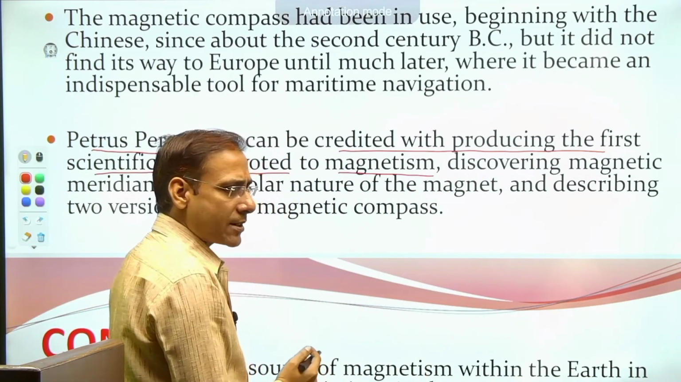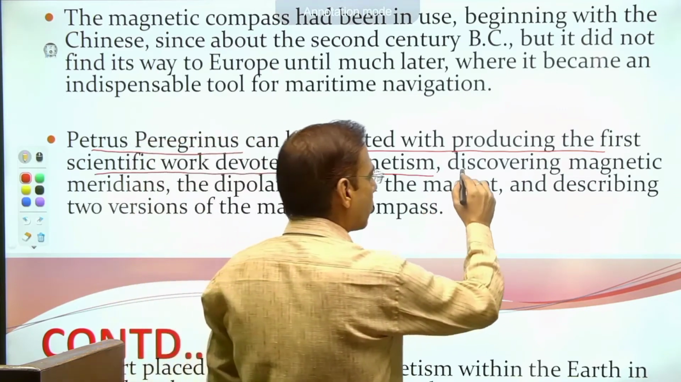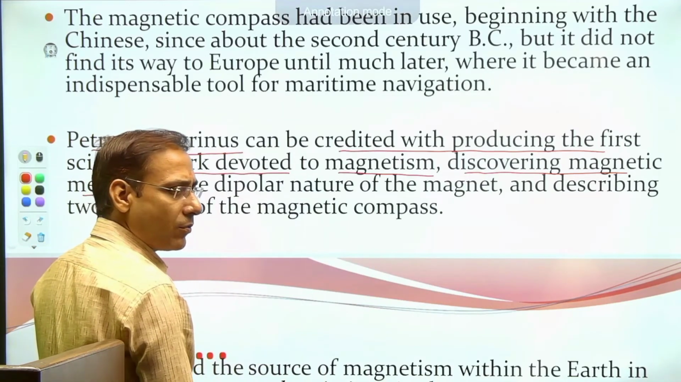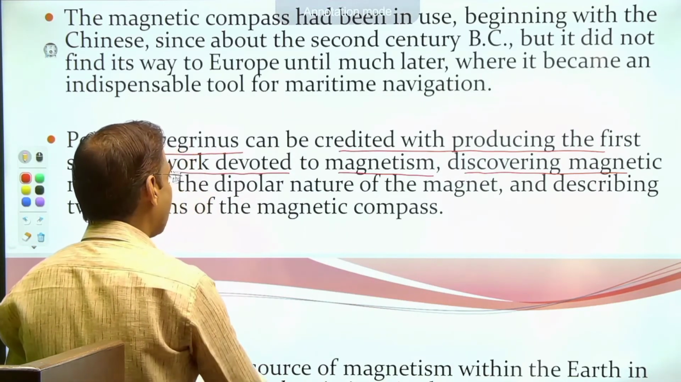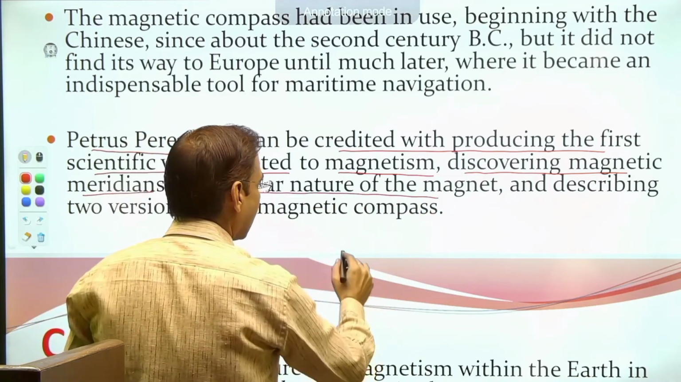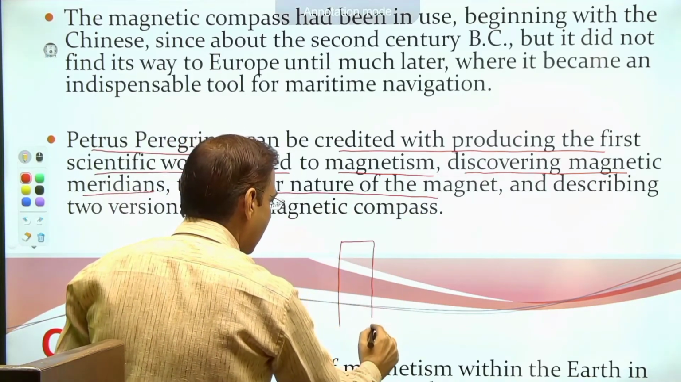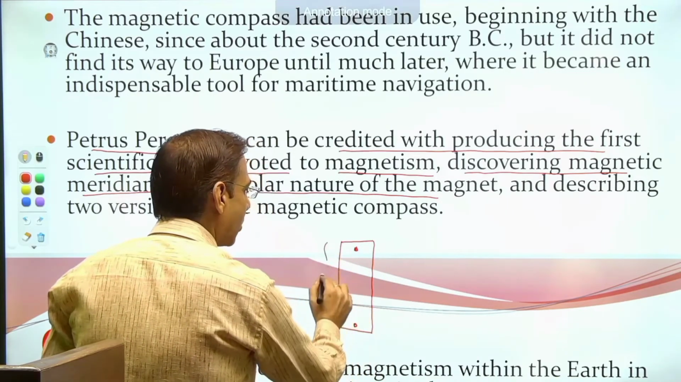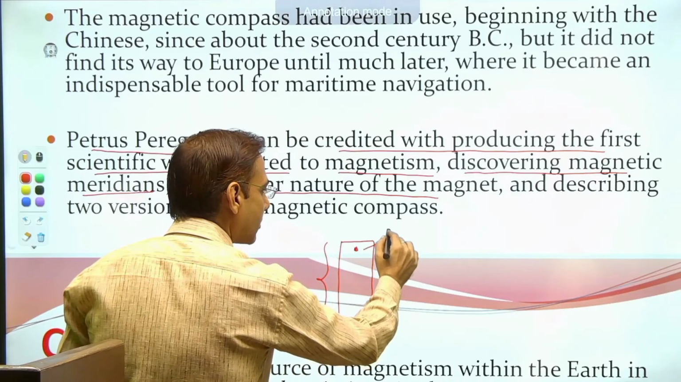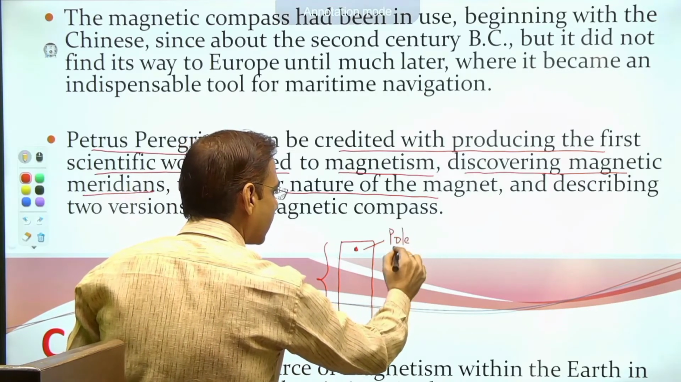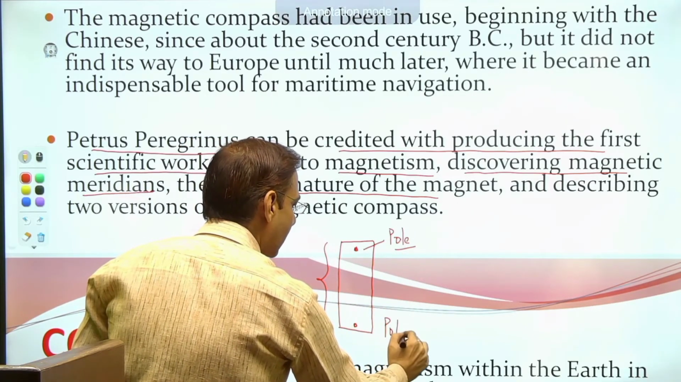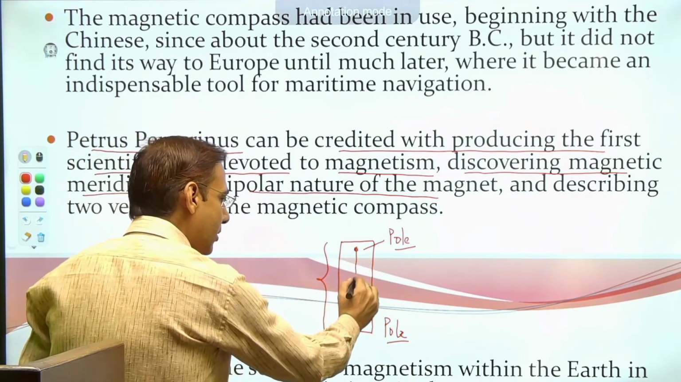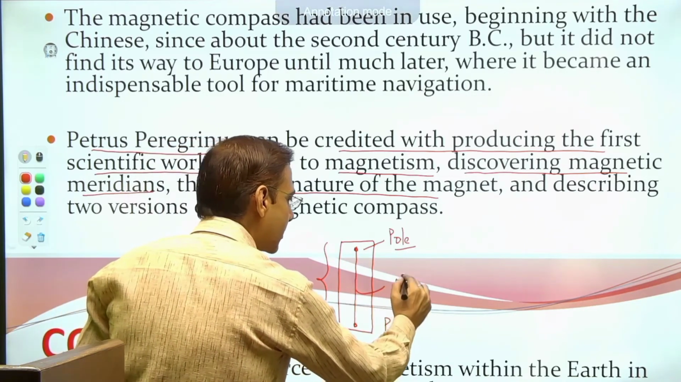Based on scientific experiment, he came to certain conclusions, discovering the magnetic meridians. Okay, what did he discover? The magnetic meridians, the dipolar nature of the magnet. So he discovered that the earth behaves like a dipole, the earth having two poles, and the lines which join the poles are known as magnetic meridians.